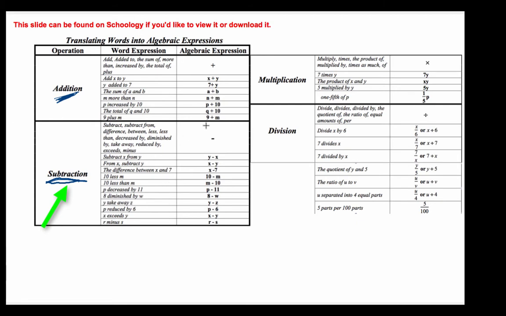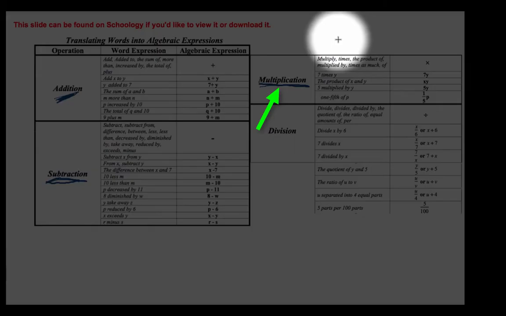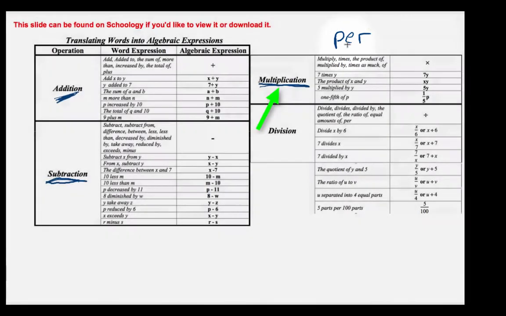Subtraction definitely matters. Multiplication, we have some multiplication expressions over here. Again, we can multiply in any order that we like. We have words like times and product and multiplied. Another word that you'll see a lot as we get going in algebra is per. The word per usually implies multiplication.